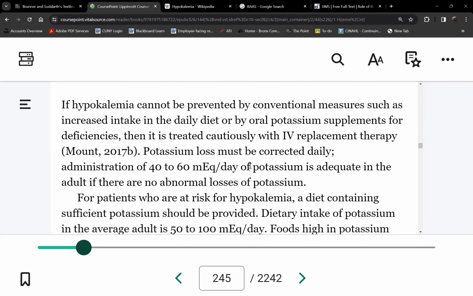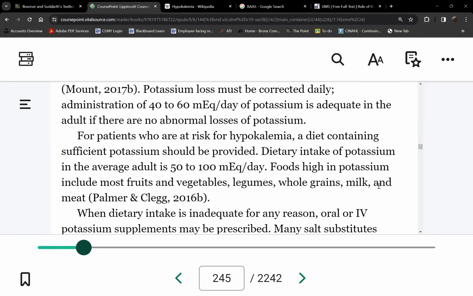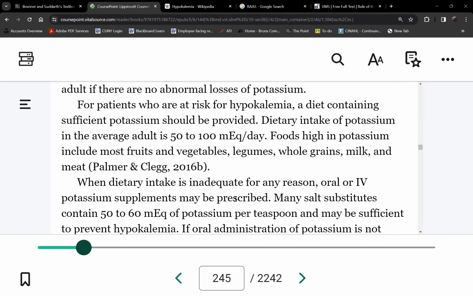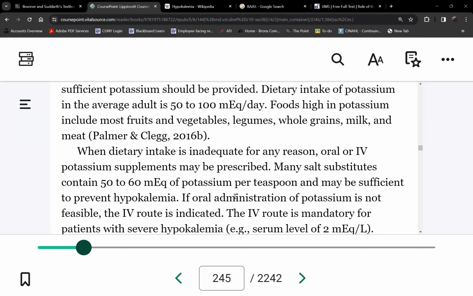Management. So again, PO or IV. So PO is okay. You can give 40 to 60 per day. So that's every 2 to 4 hours you give that. That's okay by mouth. But what if the patient is not able to take it by mouth? So we're stuck with IV now. The limit for the IV is 10 milliequivalents per hour.